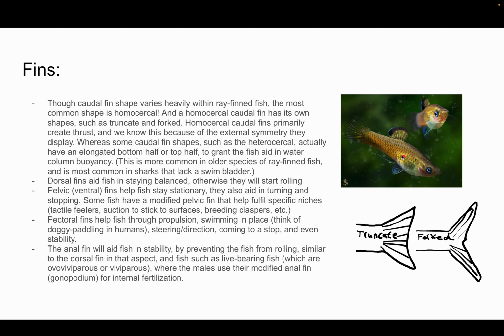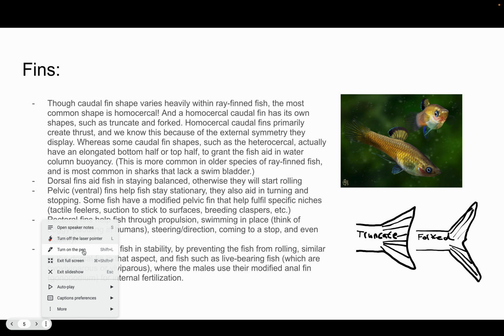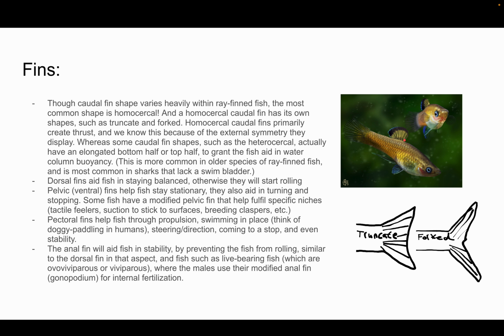So you can see here, let me go ahead and get the pen. So we have the dorsal fin here. This is a male. You can see the dorsal fin. And we have a homocercal caudal fin here. It almost resembles the truncate. And then here we could see this is the ventral fin, or one of the ventral fins. There's another ventral fin on the other side of the fish. And then we also have, of course, the pectoral fins. We have one here, and then the other one's on the other side. And then this is the anal fin here.